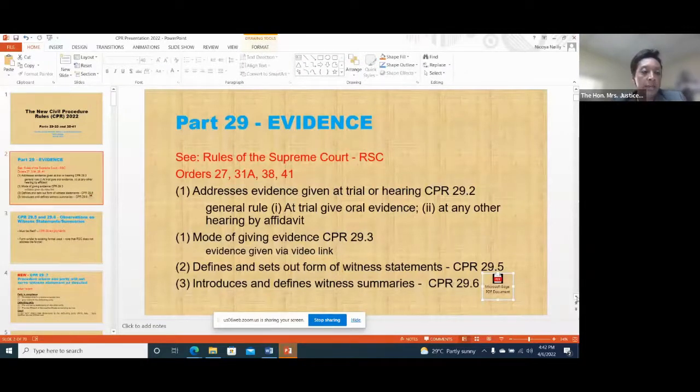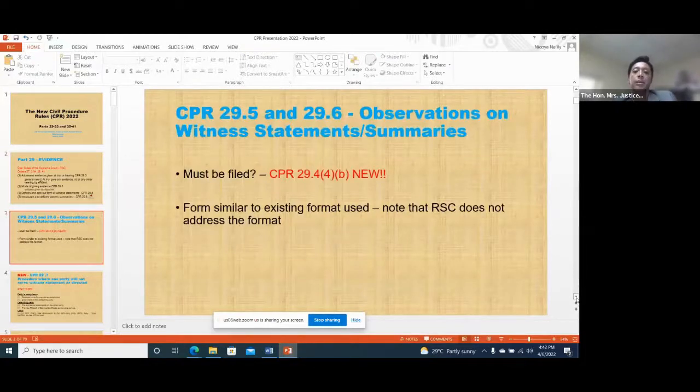If you can go to the next slide, 29.5 and 6, observation on witness statements and summaries. So I have a few observations, well, one observation really about witness statements and summaries. And I've put the provision 29.44, and I'm going to read that because at the moment, the witness statements are generally not filed. Now, I have seen witness statements that have been filed, but there is no requirement for the filing of witness statements. However, the CPR at 29.44 makes it clear the court may give directions as to the order in which witness statements are to be served and when they are to be filed. So I believe now that witness statements will need to be filed, as well as witness summaries.